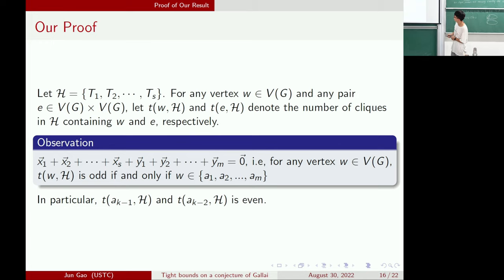Now we will consider this incidence vector's original clique and this vector. This is single vertexes. So we let H be the family of these cliques, and also we can define the number of the cliques that contain the W and the E in this family. So we will consider a new family of these cliques.